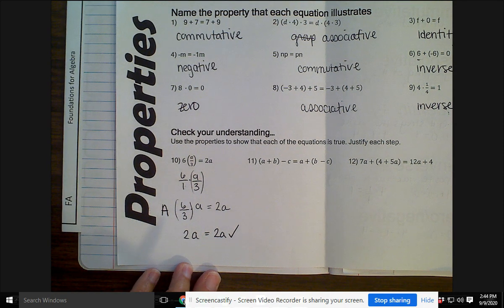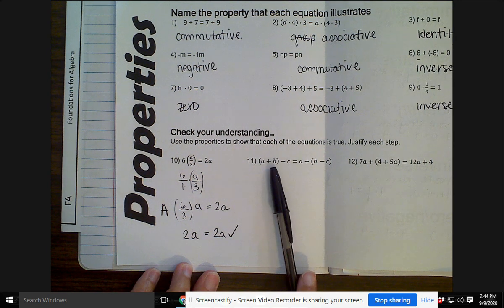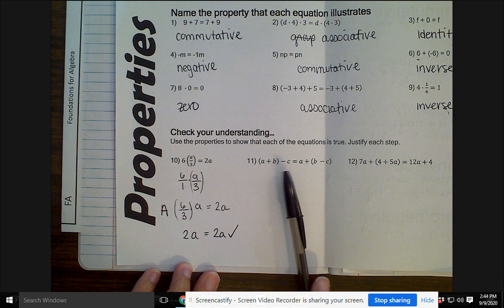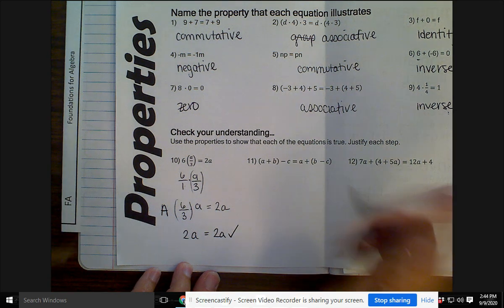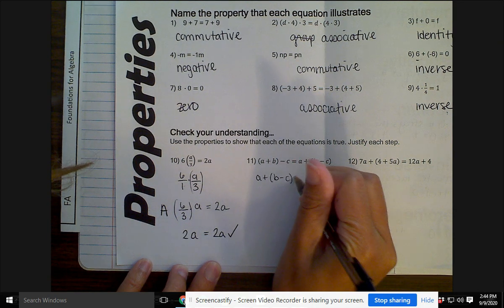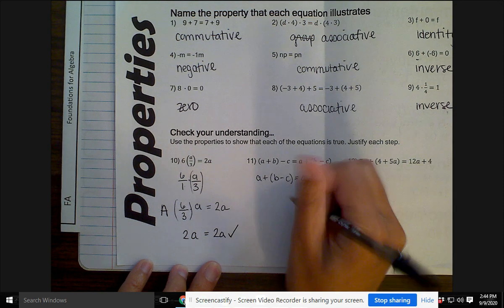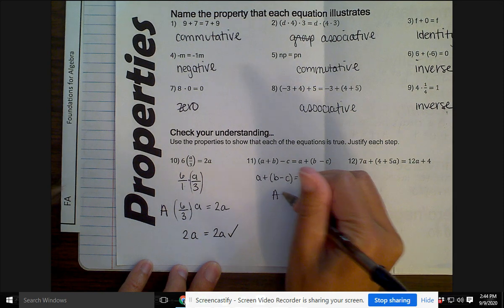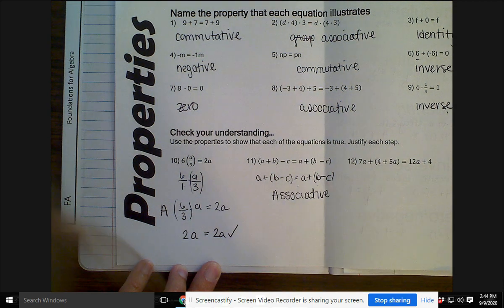You're done. When I look at this one compared to that one, I notice that the letters are all in the same order, but they're grouping up different things. So if I want to make this first equation look like the second one, I just need to change where my grouping symbols are. And then I have it. And when I change up grouping symbols, I've used the associative property. So same thing on that one. Associative property is so handy.